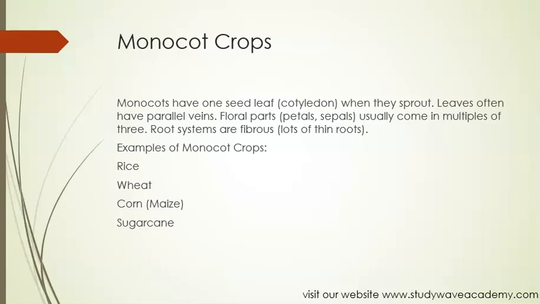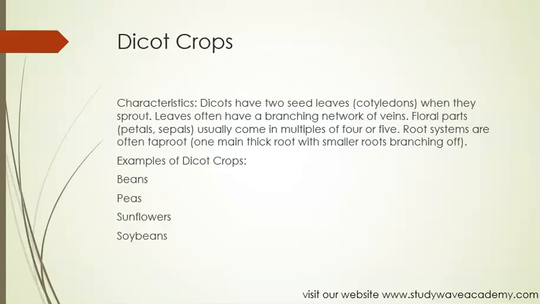Do we understand that? So monocot crops are plants that have one seed leaf and we use them for various things like food and sugar. We understood monocot crops, right? Good. Next, we are going to be looking at dicot crops.